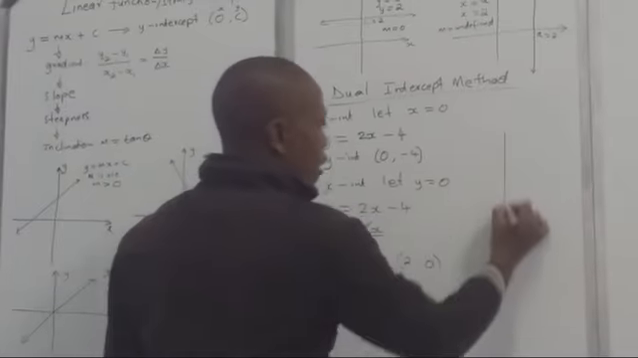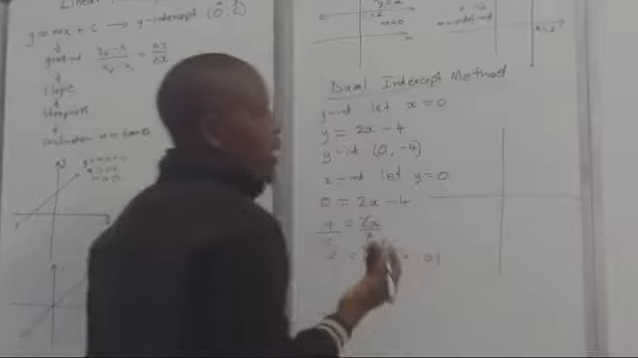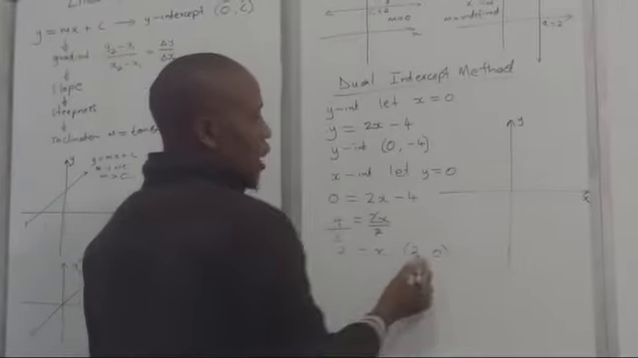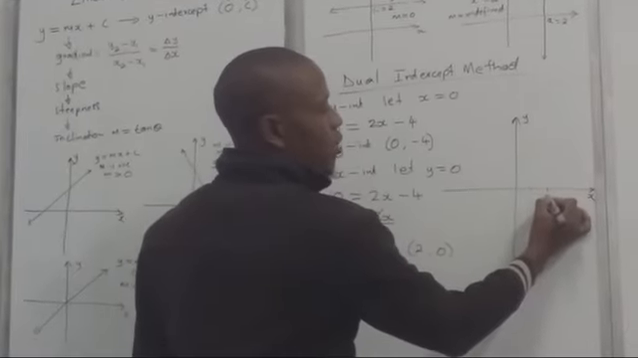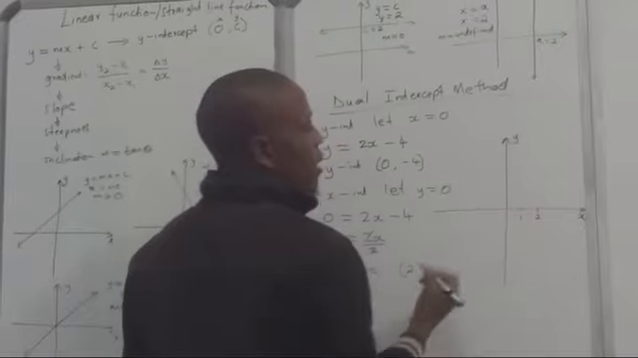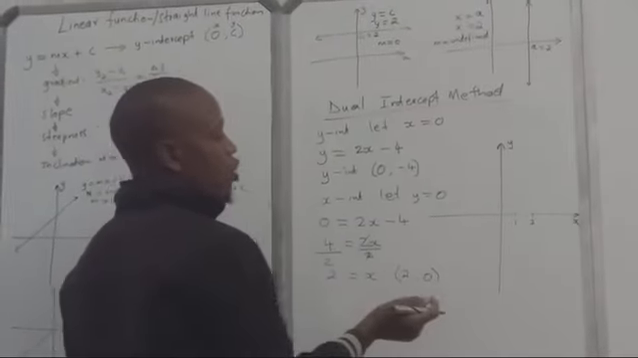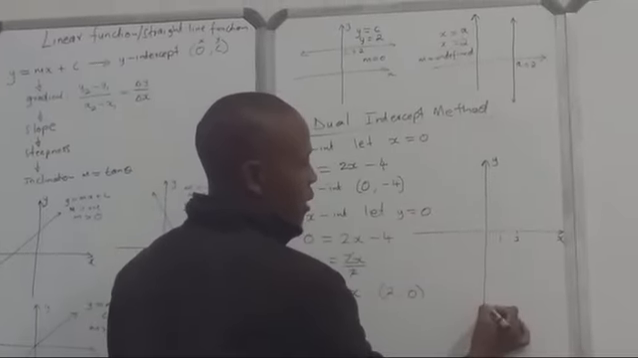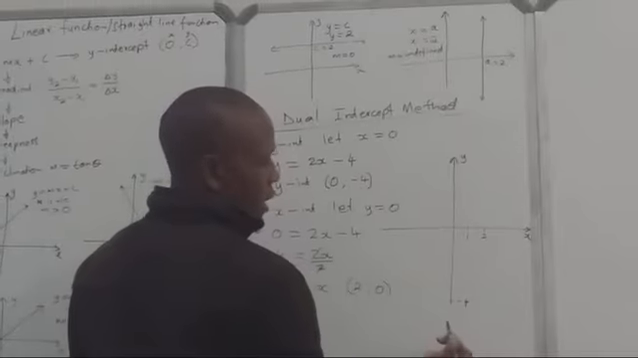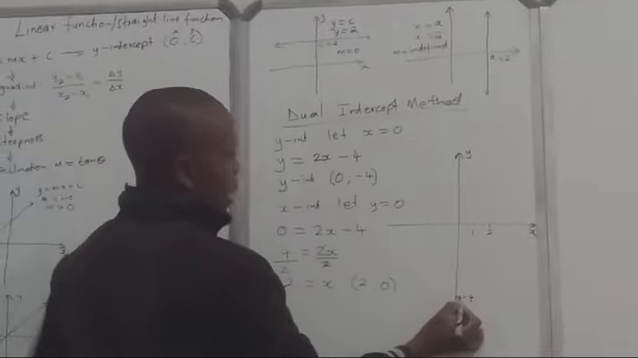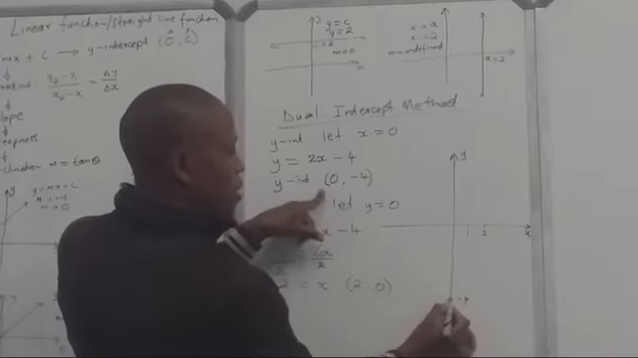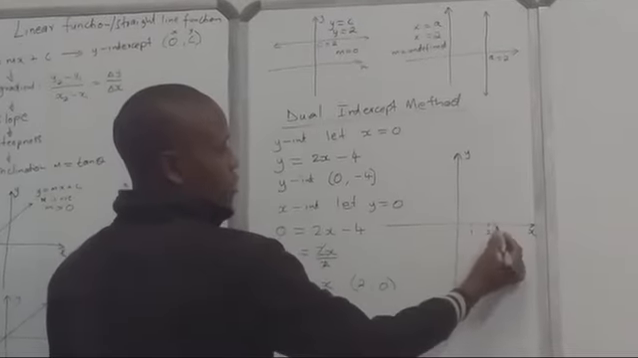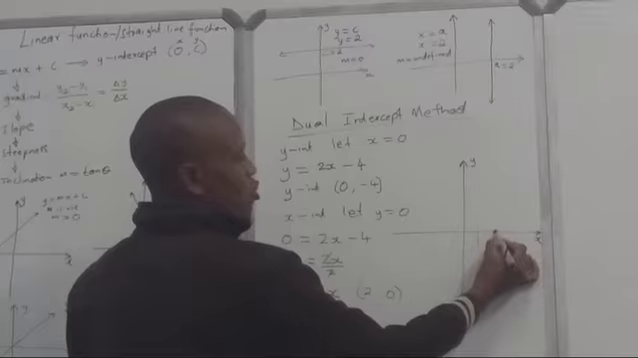Now, once you have those 2 points, you are ready to draw your graph. We are having 2 here, a 1, and a 0 there in the point of intersection. And then for y, we are having a negative 4 there. And then to write our y-intercept, which is 0 and negative 4. And then our x-intercept is 2 and 0.